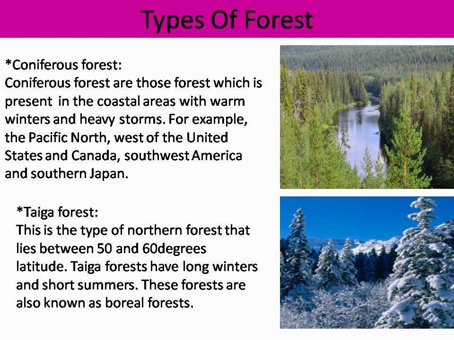Location of coniferous forests. Coniferous forests are present in coastal areas with warm winters and heavy storms, for example, the Pacific Northwest of the United States of America. Taiga forest. This is a type of northern forest that lies between 50 and 60 degrees latitude. Boreal forests have long winters and short summers. Another name for taiga forests is boreal forests. The precipitation is snowy, and the annual rainfall ranges from 15 to 40 centimeters.